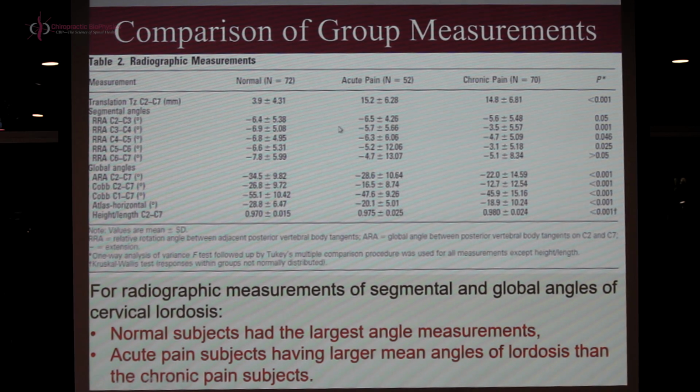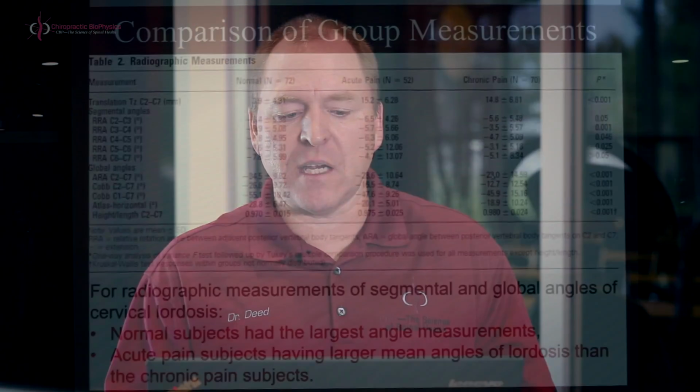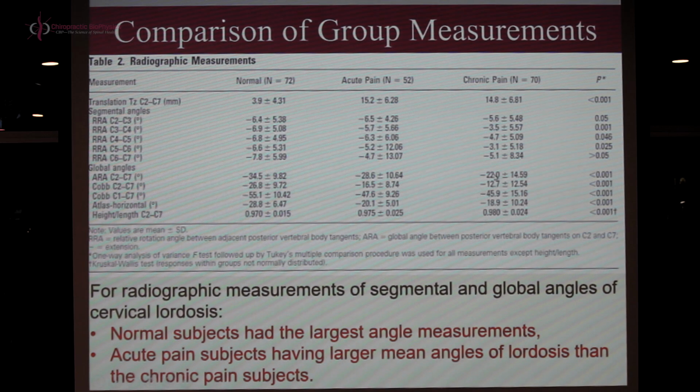And if you look then at the acute neck pain subjects, you'll see reductions in those. The chronic neck pain subjects, more reduction. So look at this. Acute neck pain, 0.975 in its height over length ratio, 0.98. Now you go, oh, that's only 1% different. Well, let's go up to the ARA. Look at the ARA C2 to C7, 22 degrees versus 34.5. That is very statistically significantly different, right? P less than 0.001, right? So that's a 12-degree difference in our curvature.